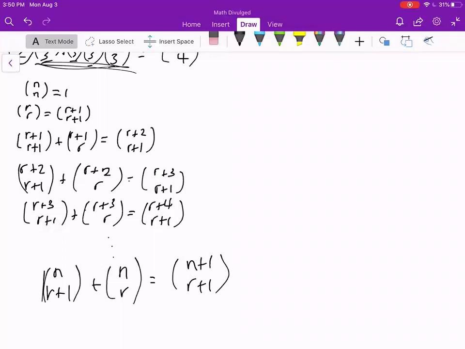So basically, yeah, that's how we got here. We just added the terms piecewise, two at a time, until we got to the end. And now I'll go over the combinatorial argument.